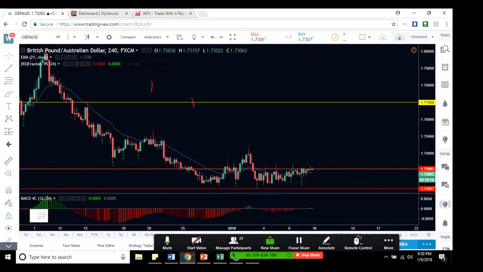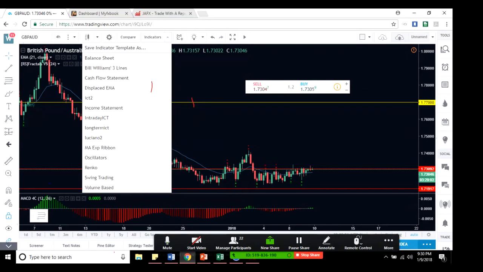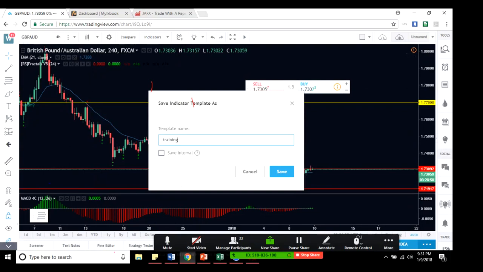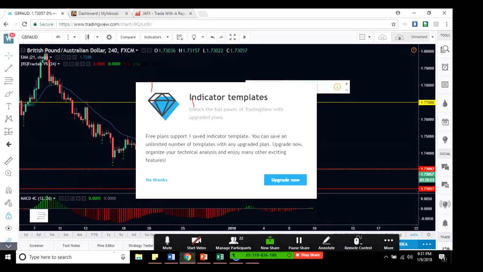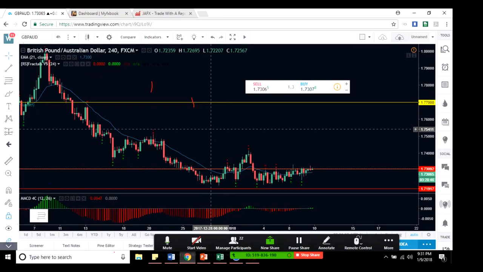And again, you're able to save this template if you want to by clicking on the drop down arrow to the right of the indicators, and then save indicator template as. Boom. Oh, maybe you can't do it with the free version. I thought you could. Sorry. But like I said, this is the basic training wheels strategy for right now.